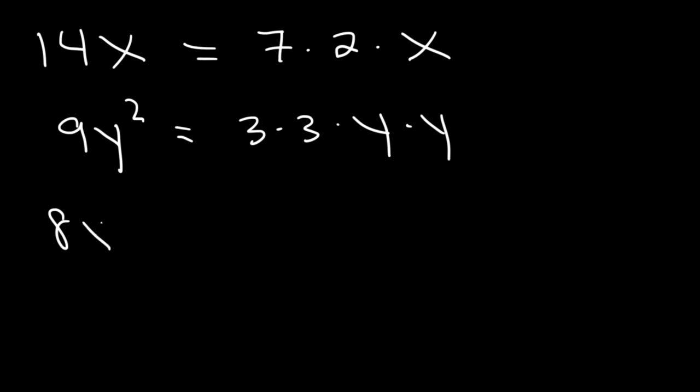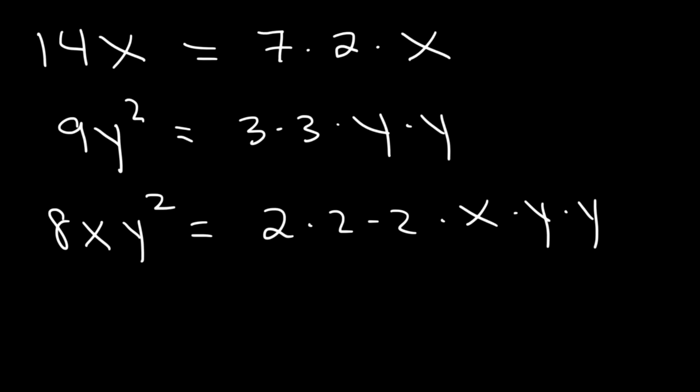Now what about 8x y squared? Go ahead and factor it completely. 8 is basically 2 times 2 times 2. We have one x variable and two y variables. So that's 8x y squared, completely factored.